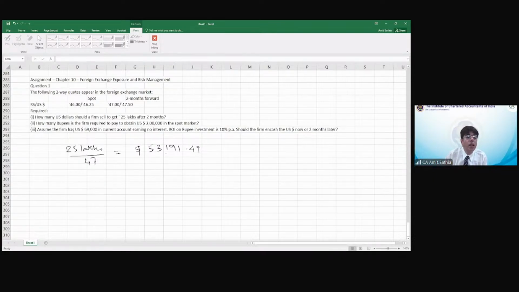Second question. How many rupees is the firm required to pay to obtain US dollar 200,000 in the spot market? Now, how many rupees is the firm required to pay? So you have to pay rupees in order to buy dollars, right? This is the spot rate which is available. Bid and ask. Bid is the price at which you sell. Ask is the price at which you buy.